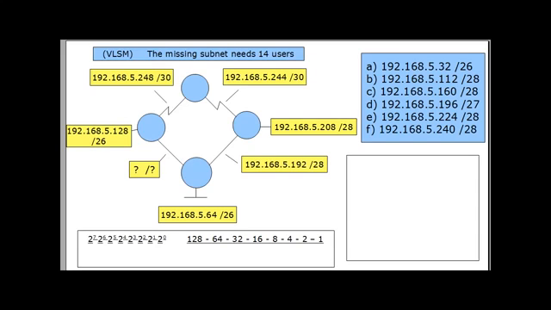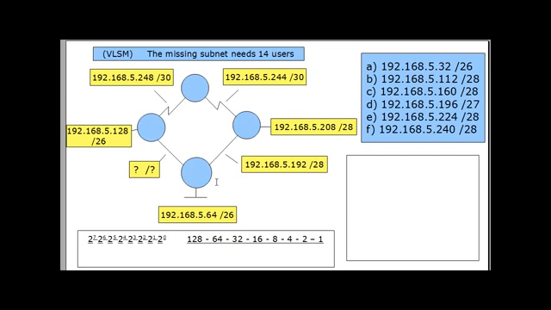Okay, this tutorial is about solving a variable length subnet mask problem for the Cisco CCNA. This example is one of the harder types of problems you're going to find on the Cisco CCNA that relates to variable length subnet masks, or VLSM.